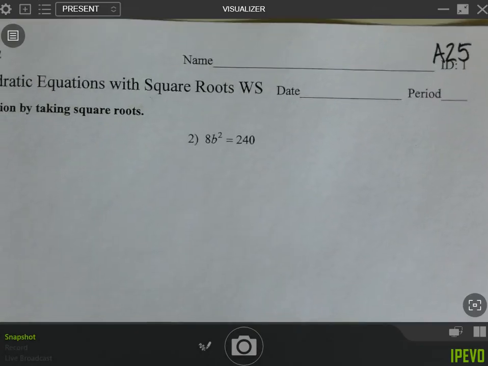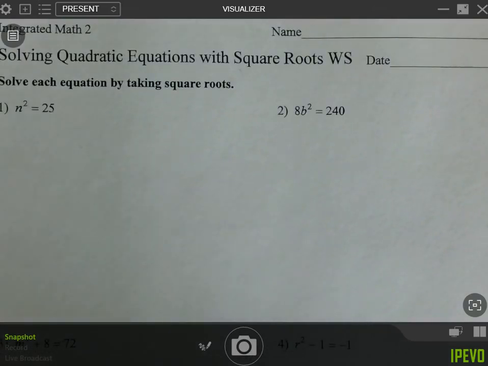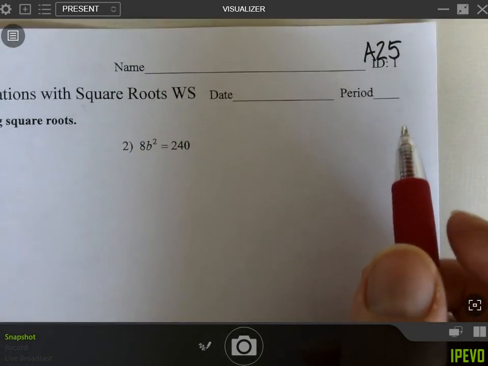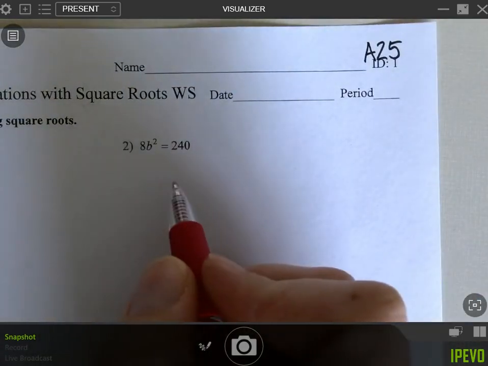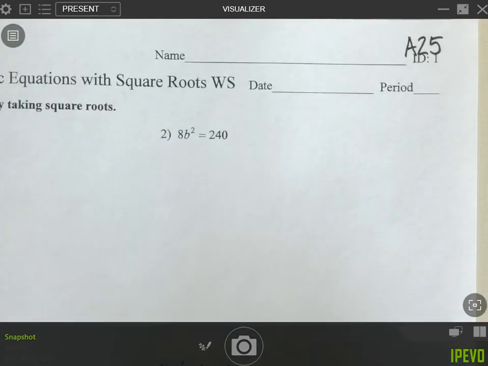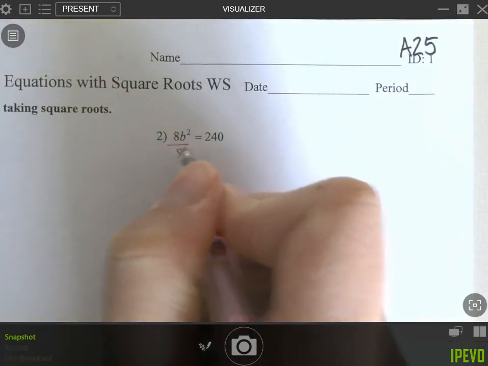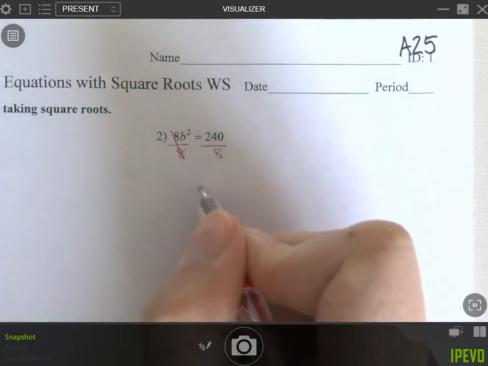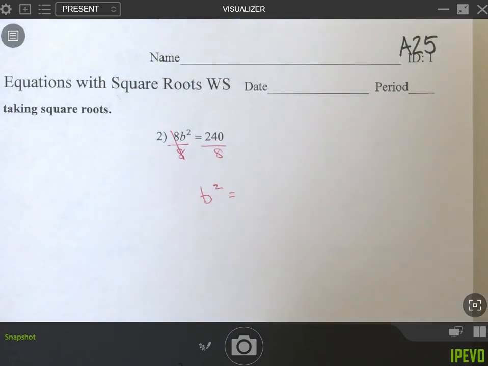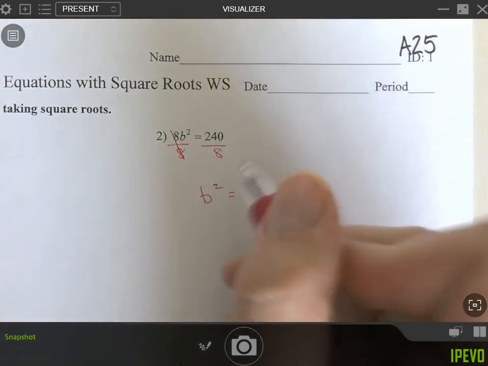All right, we're working on A25 today, and we are solving quadratic equations with square roots. So, as we do this, and we look at number 2, I am going to isolate this before I take the square root. Are we all clear on that? That's good. So, I'm going to divide both sides by 8. I have b squared equals what? Well, 24 divided by 8 is 3, so 240 divided by 8 is 30.